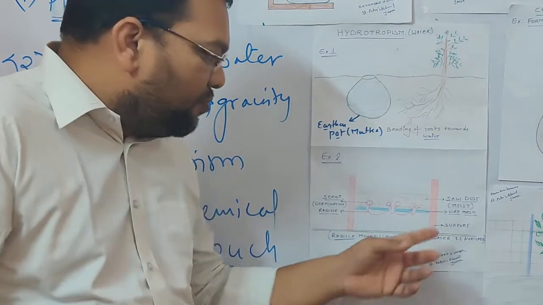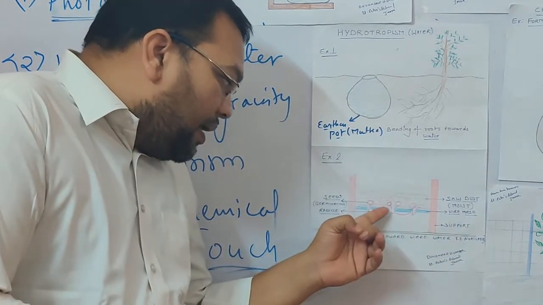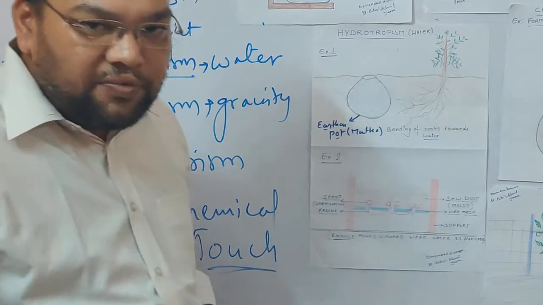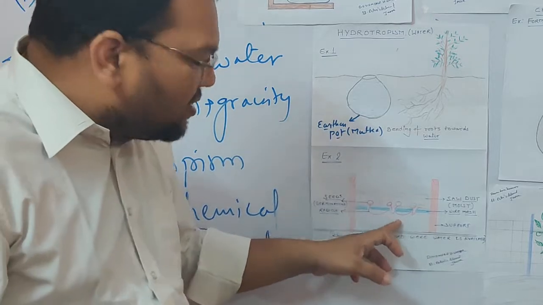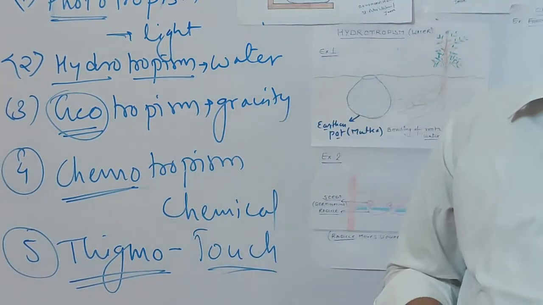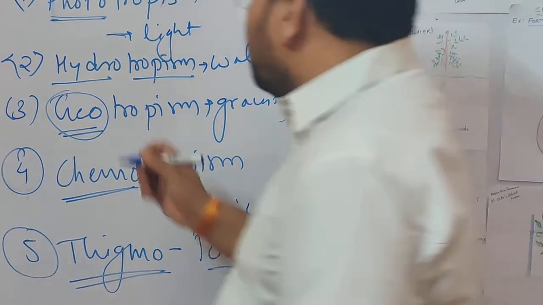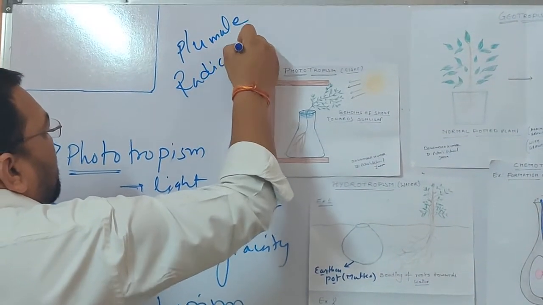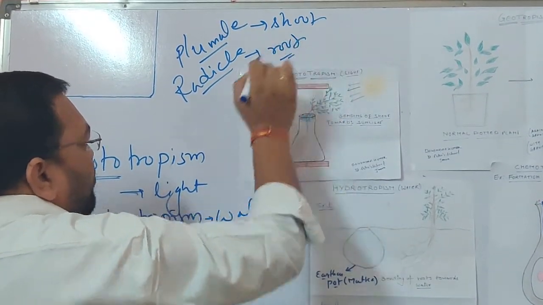I have to moisten this sawdust, and I put the seeds on it. Now after putting seeds on it, after some time, we found that the seeds start germinating. When the seeds germinate, two parts develop. The first is the radicle, and the second is the plumule. The plumule gives rise to the shoot, and the radicle gives rise to the root.